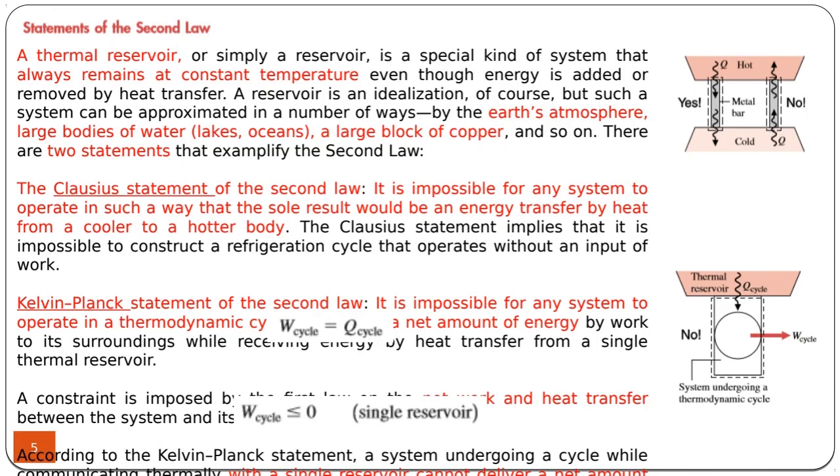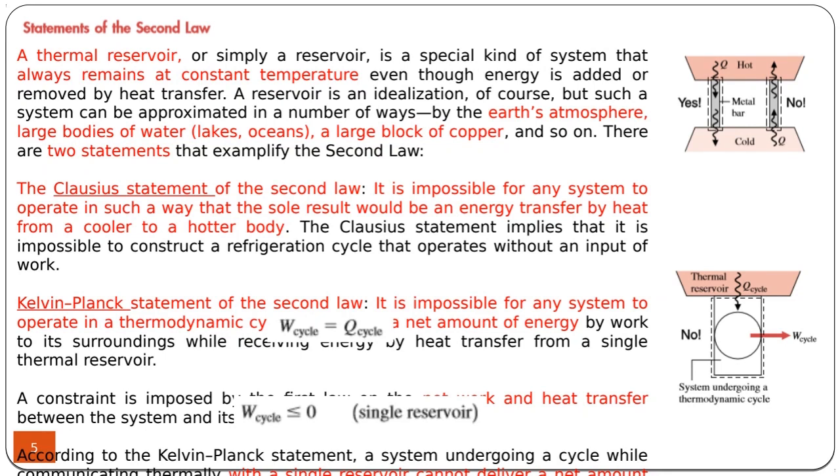So there are some statements regarding the second law. First, we have to understand the concept of thermal reservoir. A thermal reservoir is a system with a constant temperature, and this temperature does not change if we add heat or if we remove heat from the system. For instance, the atmosphere or sea or a big lake is a thermal reservoir because you cannot change the temperature of atmosphere or a sea by adding heat or removing heat. So these kinds of systems with constant temperatures are called thermal reservoirs.